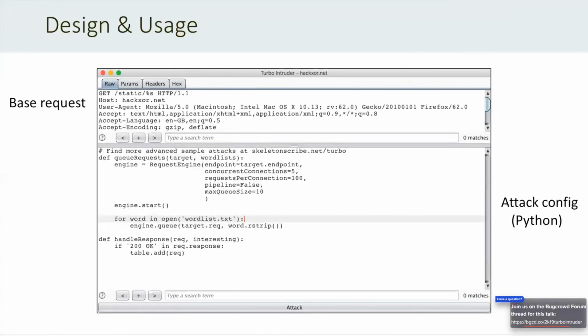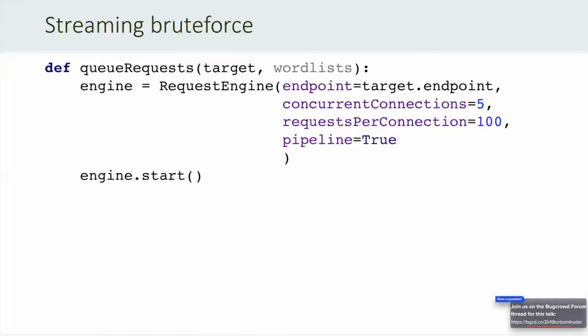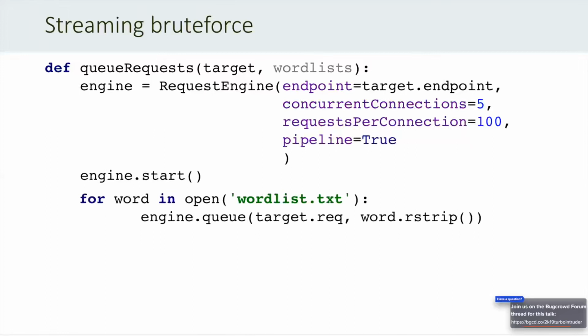So now let's take a closer look at this Python code. To begin with, we've got the code that sets up the network stack, and you could leave this as is for almost all the time, but if you want to get the maximum speed possible, then you'll want to tune these parameters here. So I'm going to demo that shortly. After that, you'll want to start the engine and open your word list and start queuing up your requests. Now, because we're starting the engine and then queuing the requests, this is a streaming attack, which means it's pretty low on memory usage too.